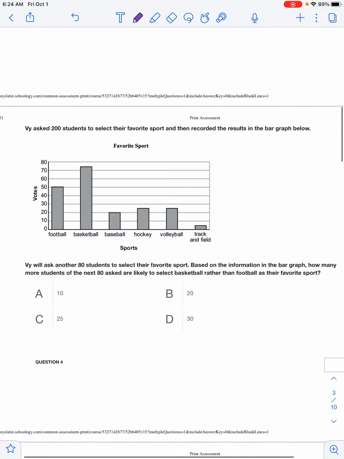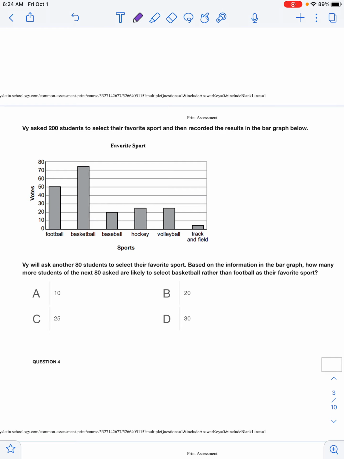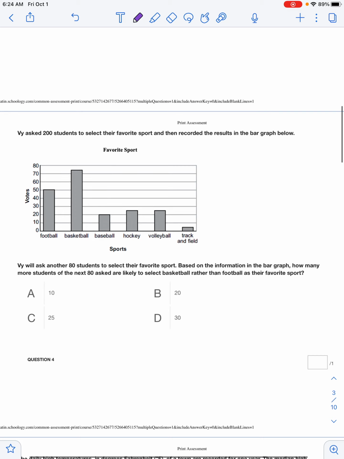Question 3 says, Vi asked 200 students to select their favorite sport and record the results in the bar graph below. Vi will ask another 80 students to select their favorite sport. Based on the information in the bar graph, how many more students of the next 80 are likely to select basketball rather than football as their favorite sport?